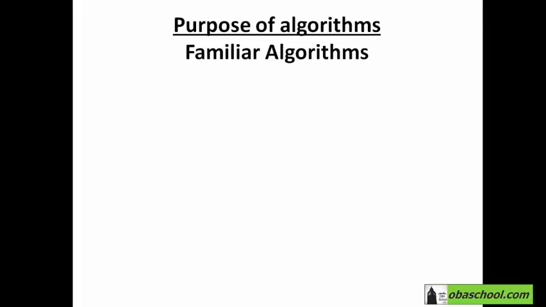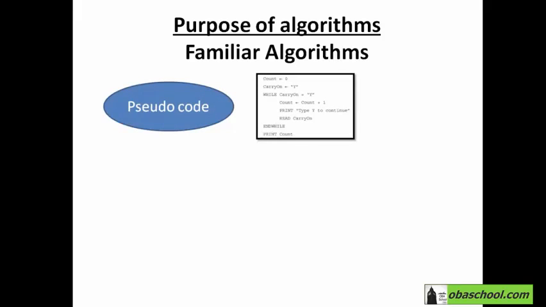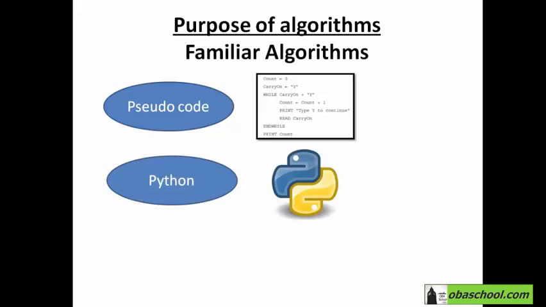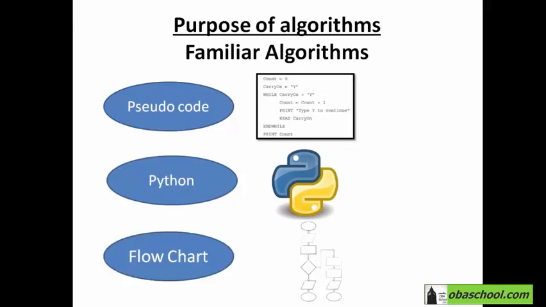Now let's talk about the familiar algorithms. An example of a familiar algorithm is pseudocode, where we write the program that we want. We also have Python and the flowchart.